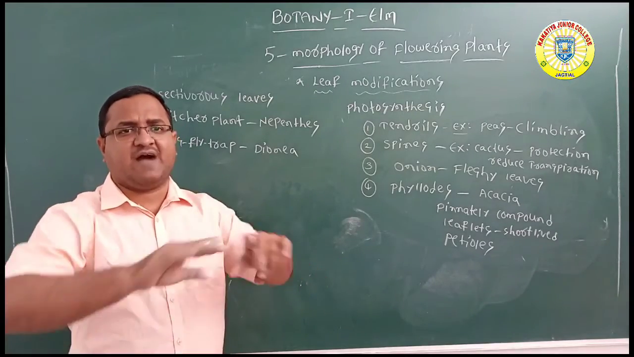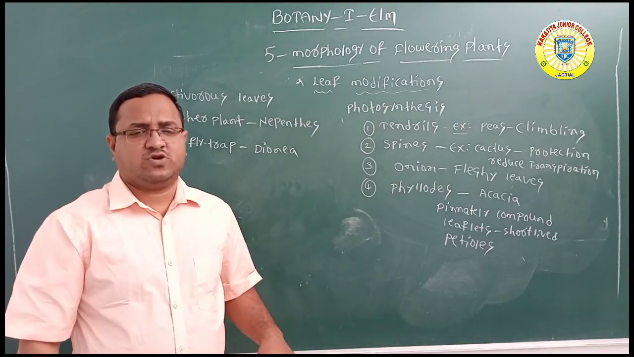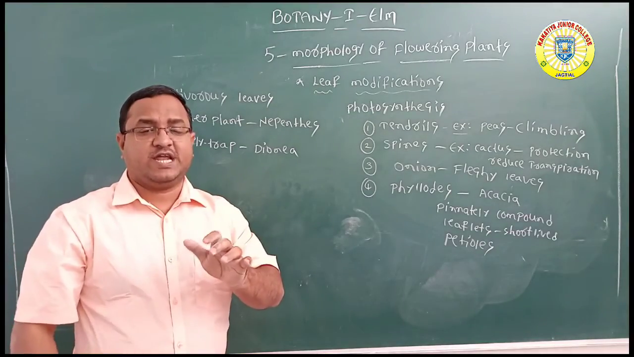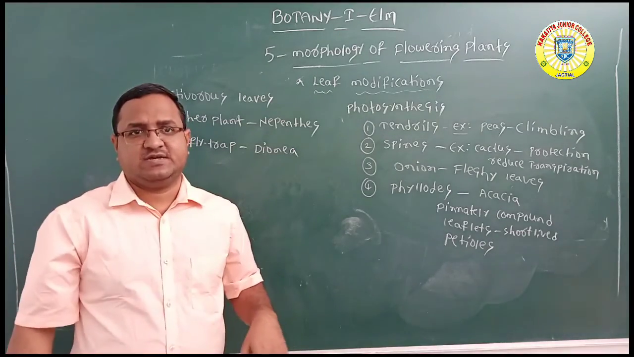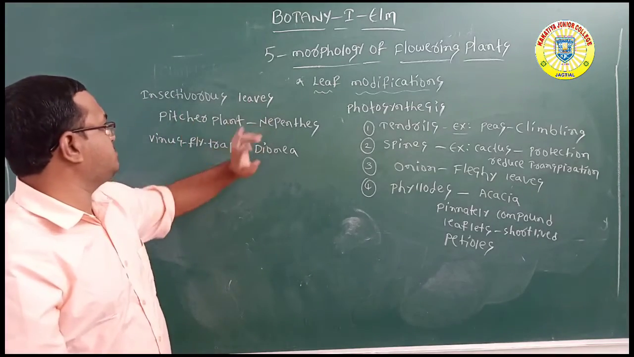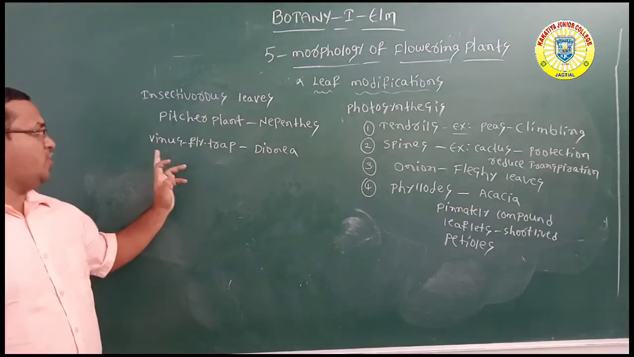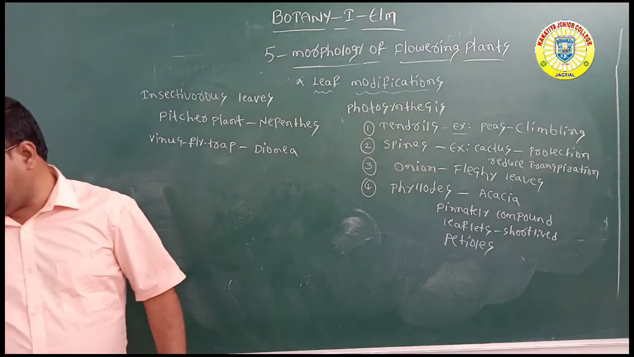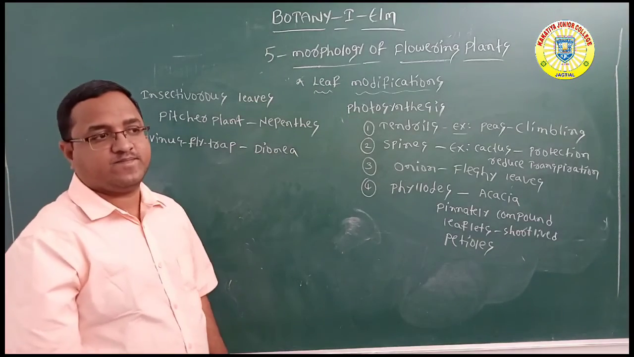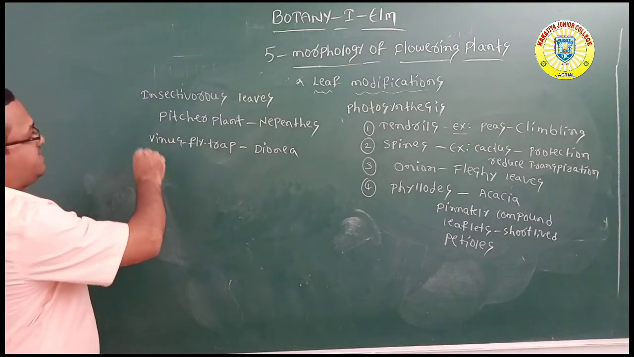For trapping the insects, they have special jaw-like structures in their leaf. The leaves are modified to special structures for trapping insects. So those are called insectivorous leaves. Best example, Nepenthes and Dionaea. Nepenthes is called pitcher plant. Dionaea is called Venus flytrap.